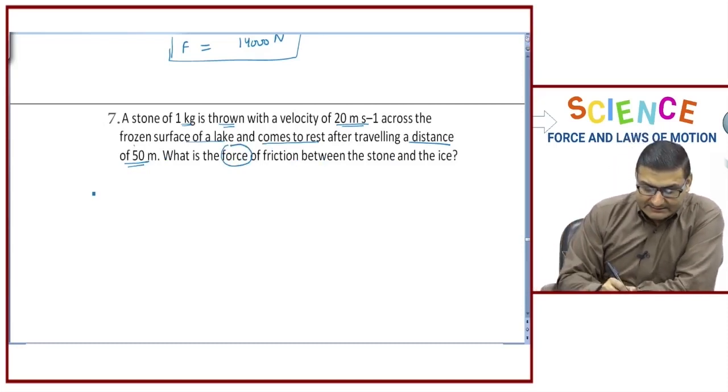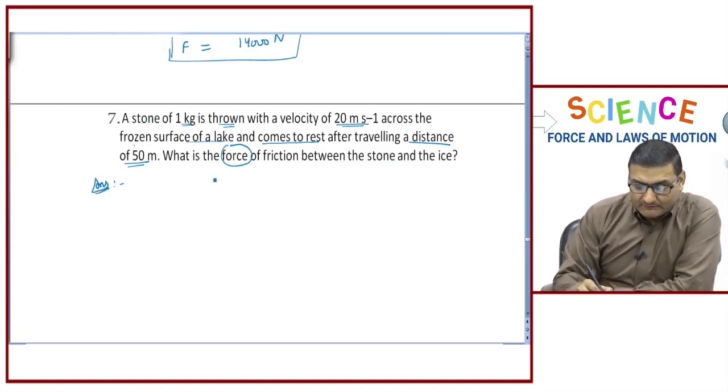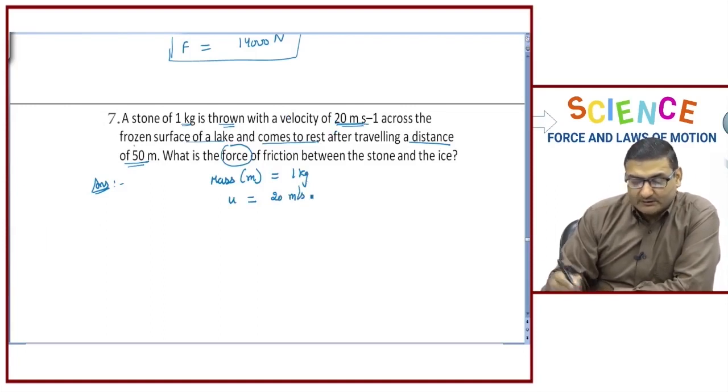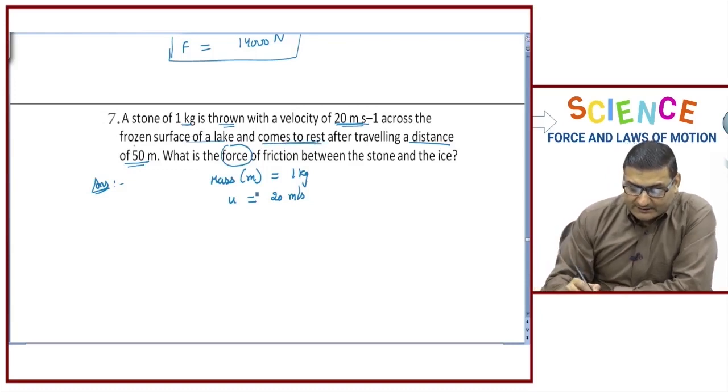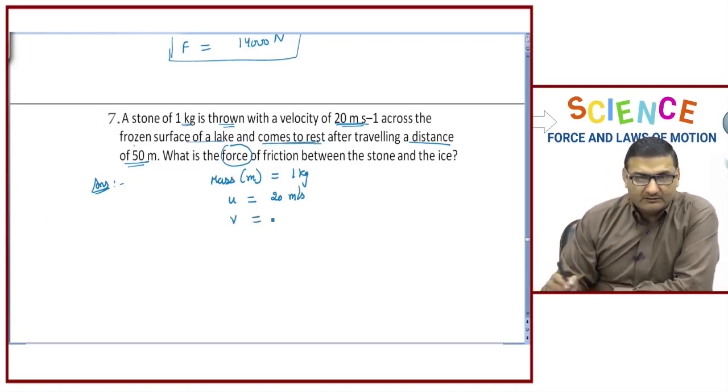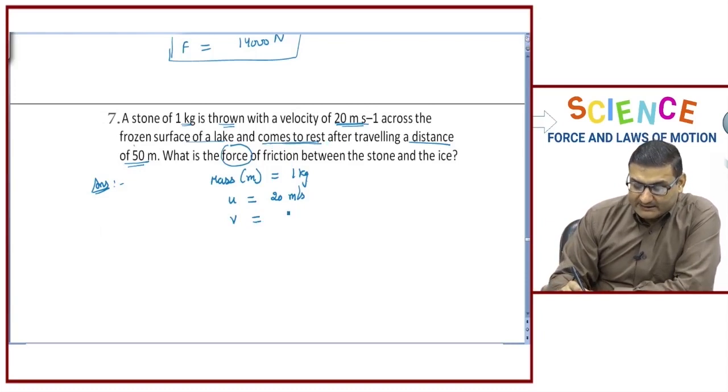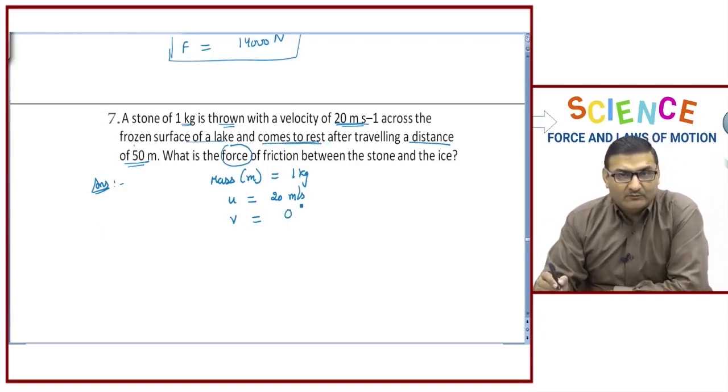Let us see what exactly is the information provided to us in the question. The stone of 1 kg means the mass m is given to be 1 kilogram. It is thrown with this velocity, that means this is the initial velocity which is given to us to be 20 meters per second, right? It comes to rest, meaning the final velocity represented by small v is assumed to be 0 because it is coming to rest.